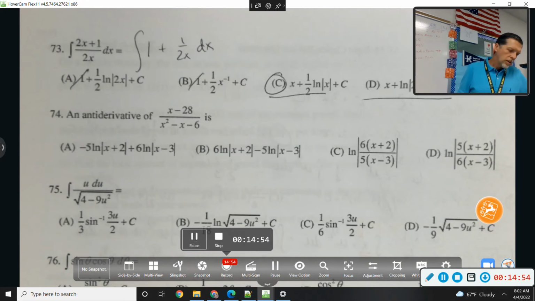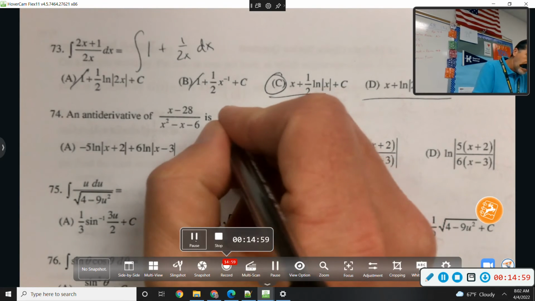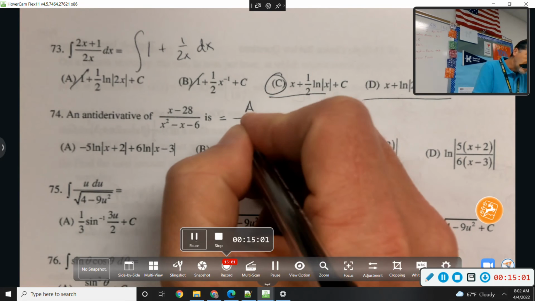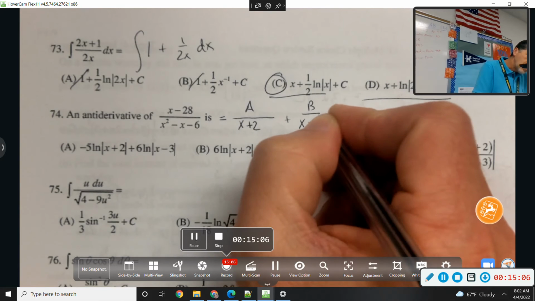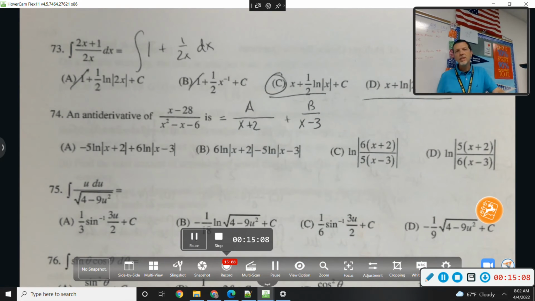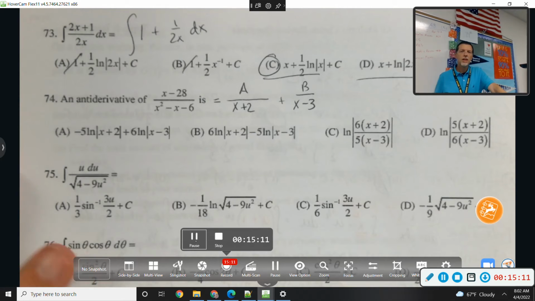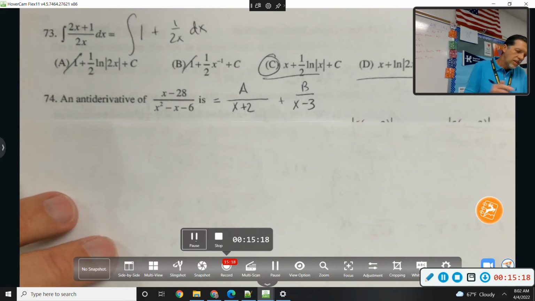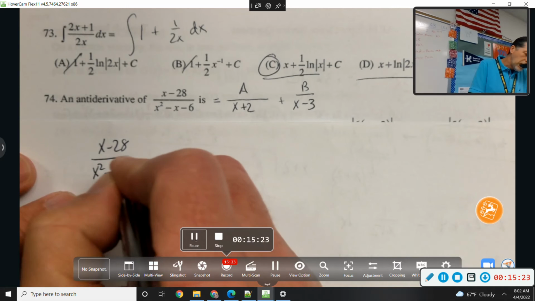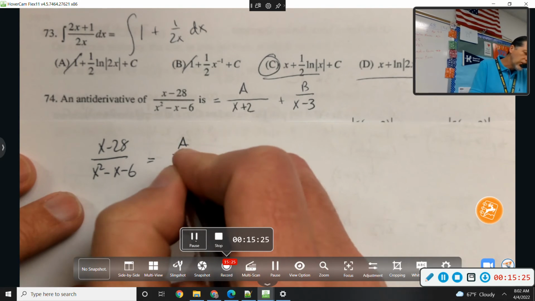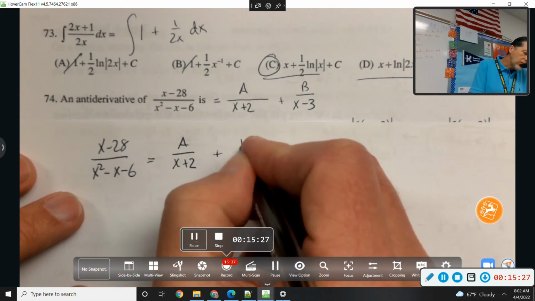Ooh, 74, I can tell by the answers. That's going to take some work. I'm going to have to set this up as one of those problems where I'm unadding fractions. I need to turn this into two fractions.